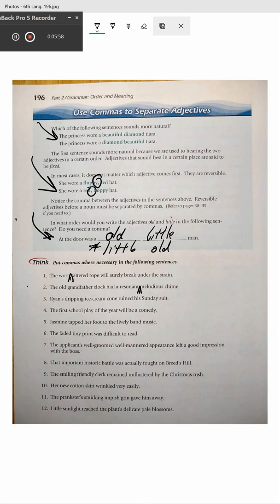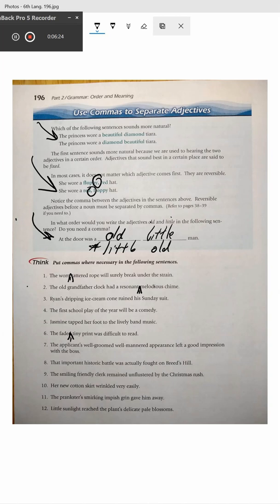The first school play of the year will be a comedy. Would you say the school first play? No. So leave it. Jasmine tapped her foot to the lively band music. Would you say the band lively music? Nope. Leave it. The faded tiny print was difficult to read. Would you say the tiny faded print? You could.